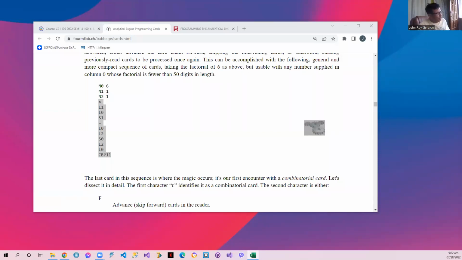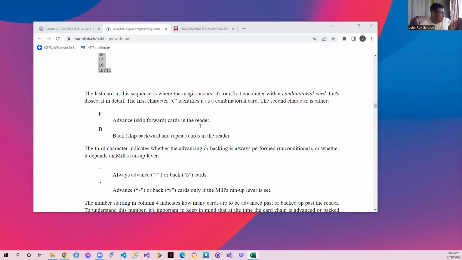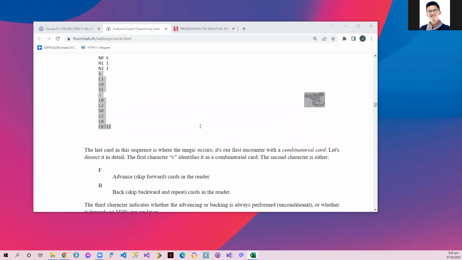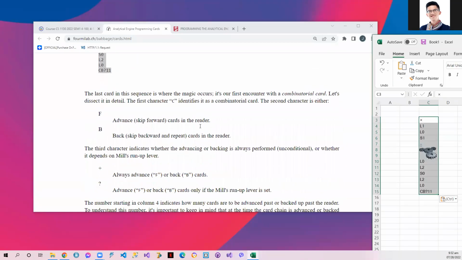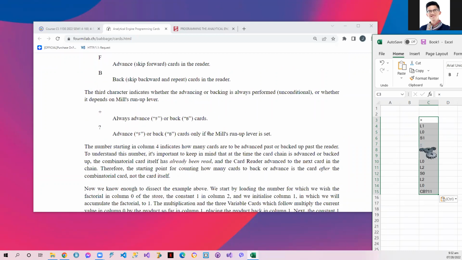So is that correct, if you start at before? Where is that? After, sir, the part with the plus and question mark. After that paragraph, the third character. After, plus. The number starting that column 4 indicates how many cards are to be advanced, passed, or backed up past the reader. To understand this number, it is important to keep in mind the time of the card.